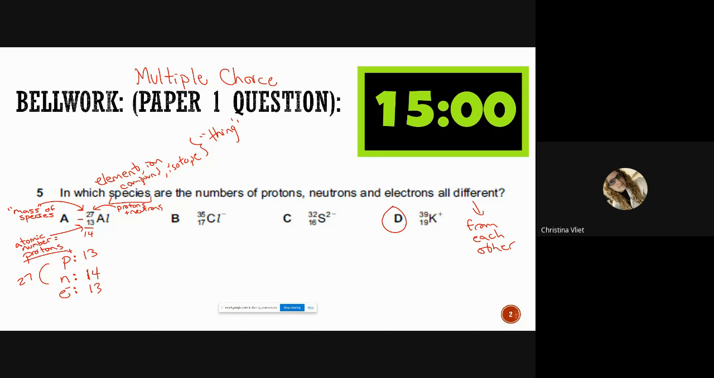C. Take C out now. Why? Protons we know are 16. And because the mass is 32, this means that the neutrons must also be 16.